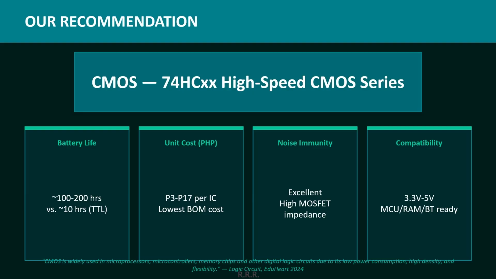Unit cost in Philippine peso. At 3 to 17 pesos per IC, the 74HCXX series is the most affordable logic family available. For a product that needs hundreds of logic gates across its design, keeping each gate at this price point significantly reduces our total bill of materials. This keeps the product competitively priced for Filipino consumers.